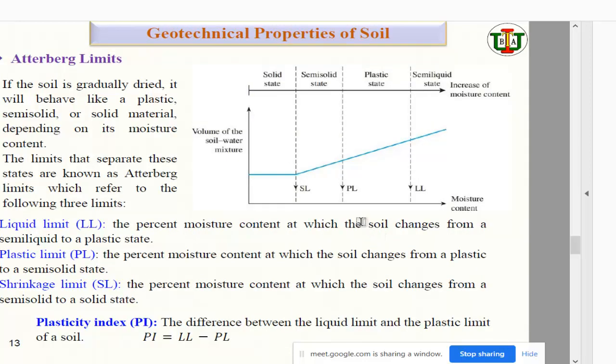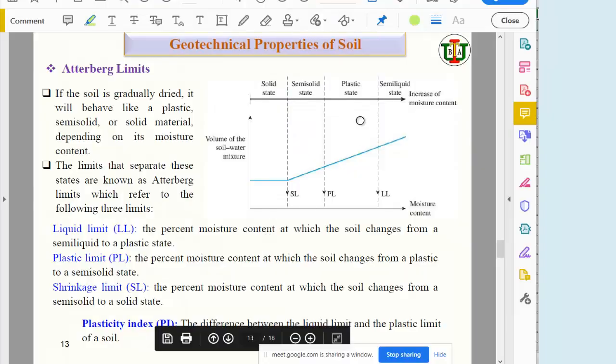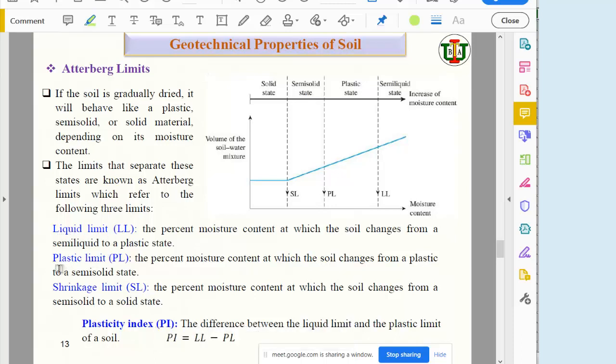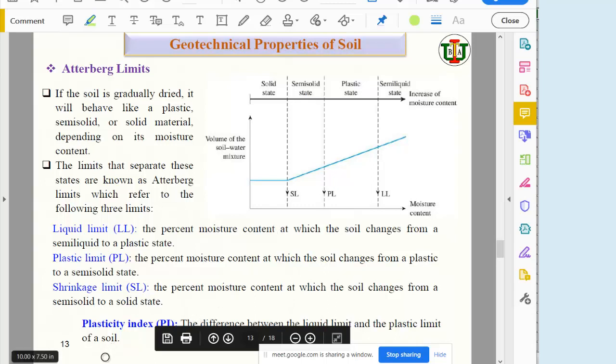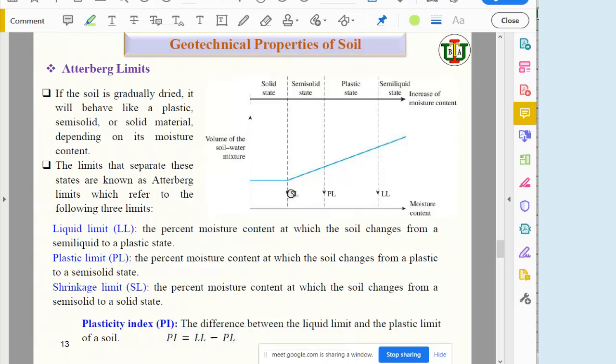Okay, so this is another important part, called the Atterberg limit state, where you will get a very clear concept of the three states of soil. The Atterberg limits are the liquid limit, plastic limit, and shrinkage limit, and from these we can find out the plasticity index. If I briefly discuss it for your better understanding, this is the shrinkage limit, right?